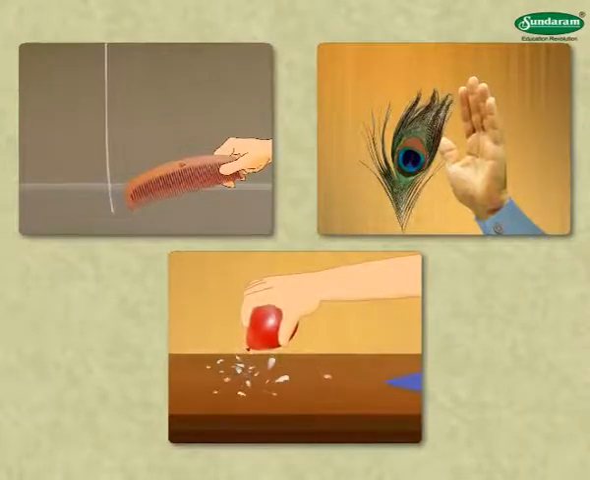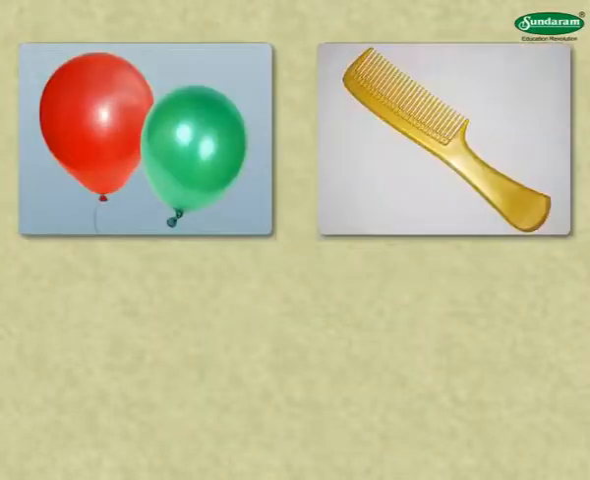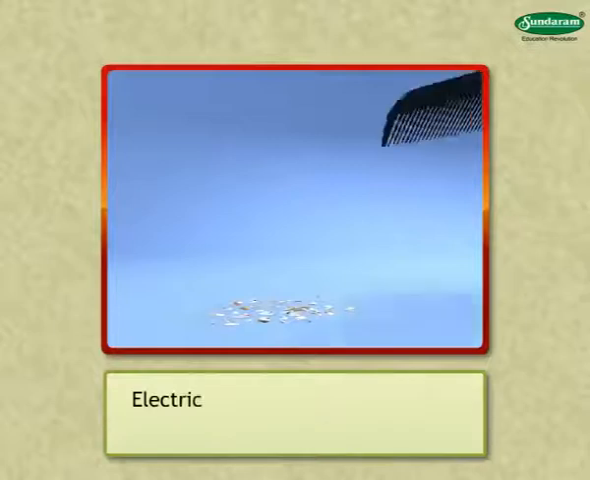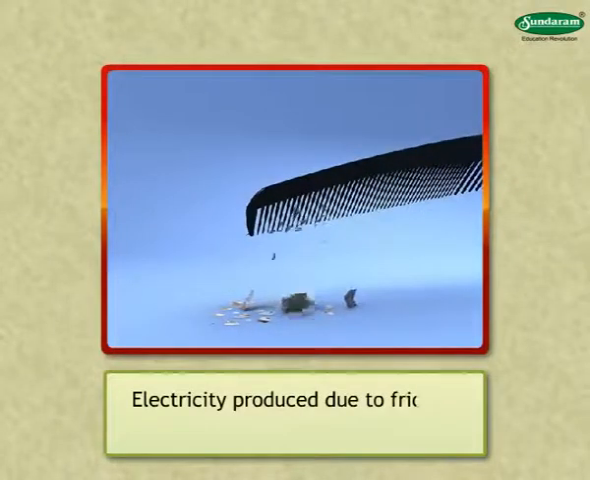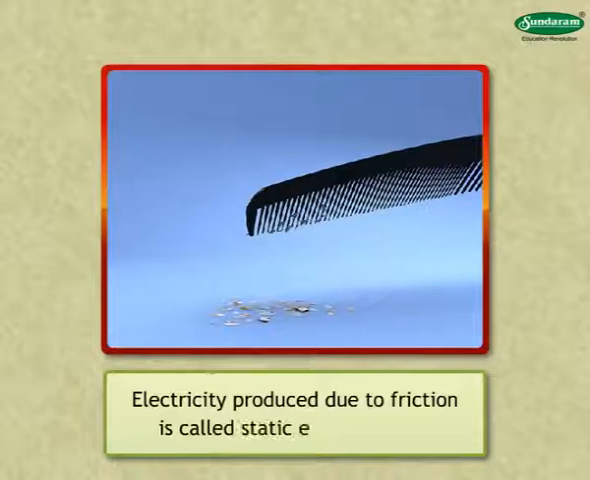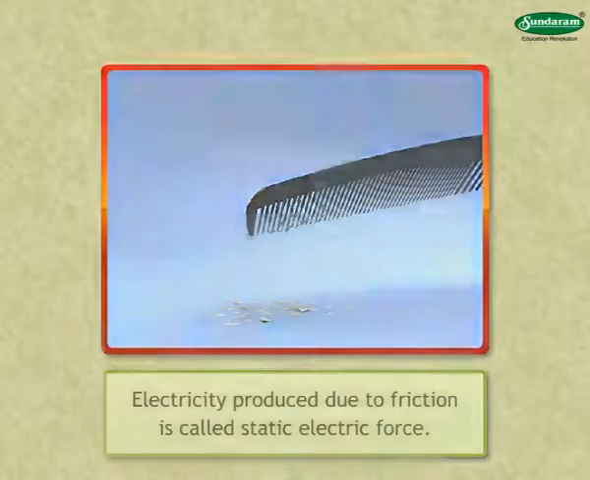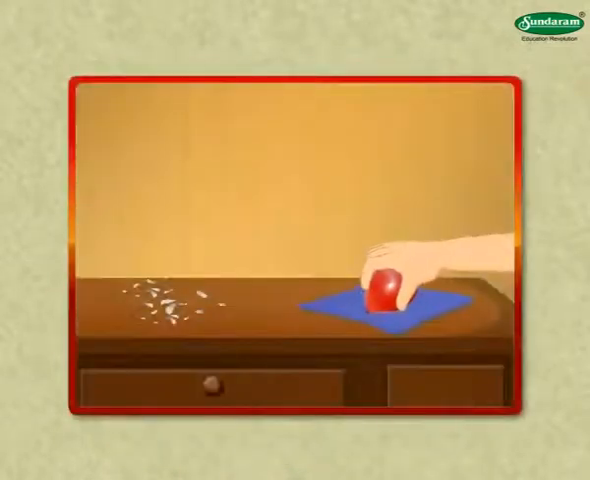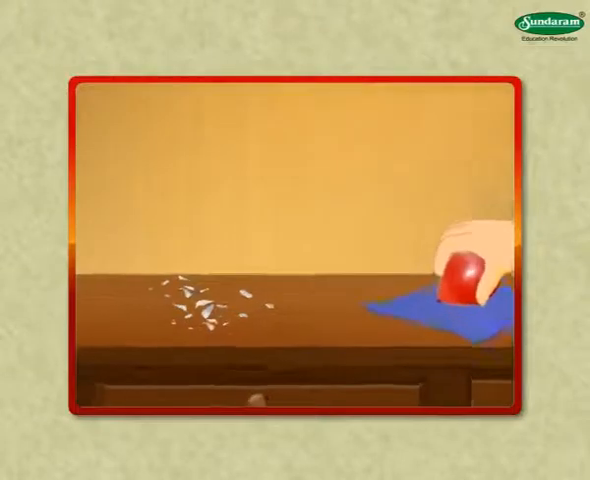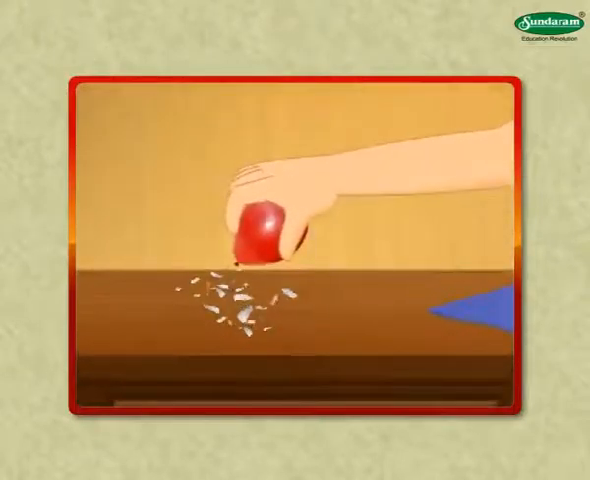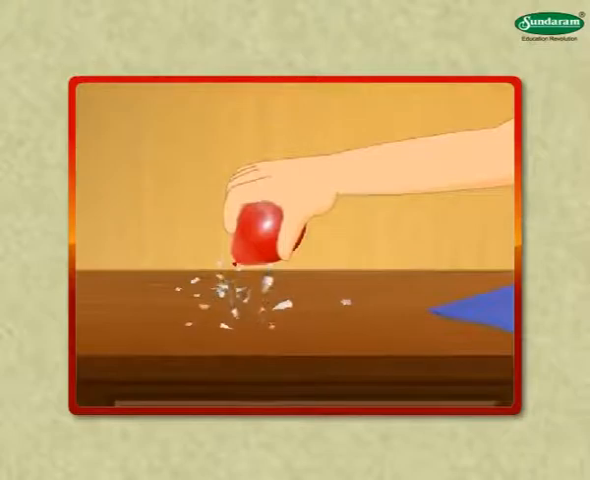What causes the movement? Rubbing causes electricity to develop on substances like rubber, plastic, and ebonite. This force, that is electricity, produced due to friction is called static electric force. It is a weak force compared to other forces. It is obtained by rubbing specific substances on one another.